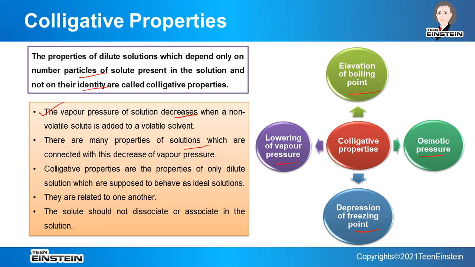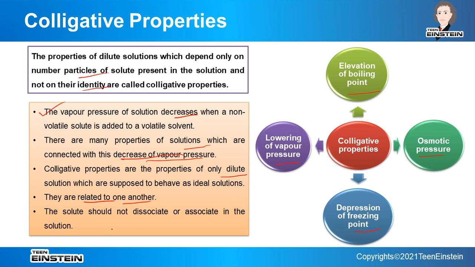Now, this lowering of vapor pressure has several consequences. Many properties of the solution are basically connected with this lowering of vapor pressure. Remember, colligative properties are only for dilute solutions that are supposed to behave as ideal solutions, because if it is not behaving as an ideal solution, the whole discussion is meaningless. So it is only for dilute solutions, and remember they are related to each other. When we discuss further, it will be clear how they are related to each other.